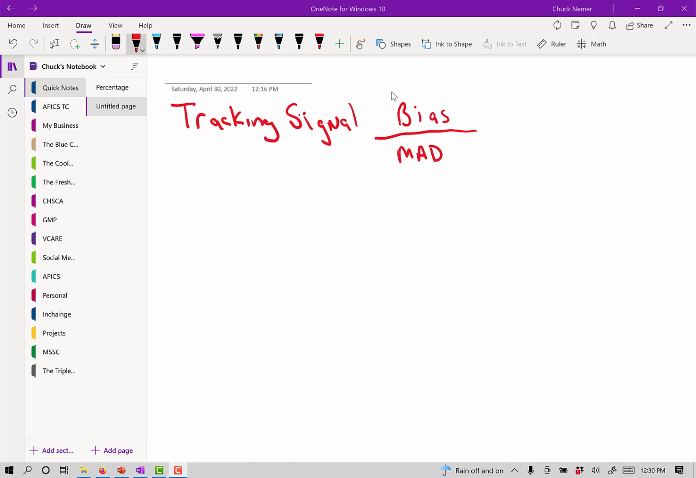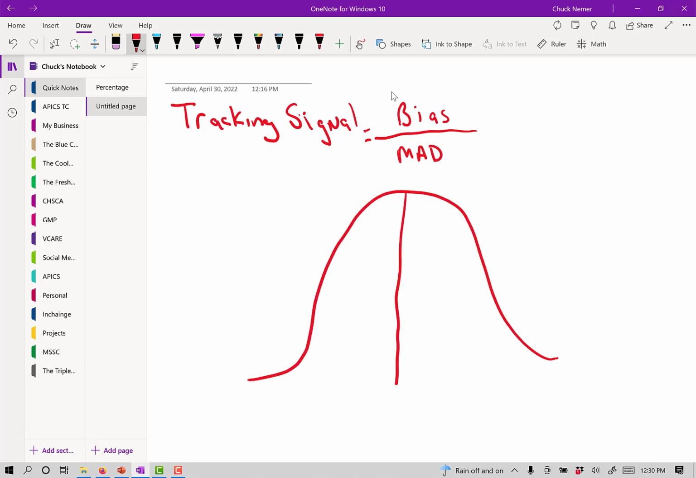In this math video for supply chain measurements, we're going to look at the concept of a tracking signal. And you see here it says it's bias divided by MAD. What tracking signal is trying to do, I'm going to draw the normal distribution here for a second. And here's the mathematical average. And MAD, if you saw our previous video on MAD, was a measure of average amount of average error.